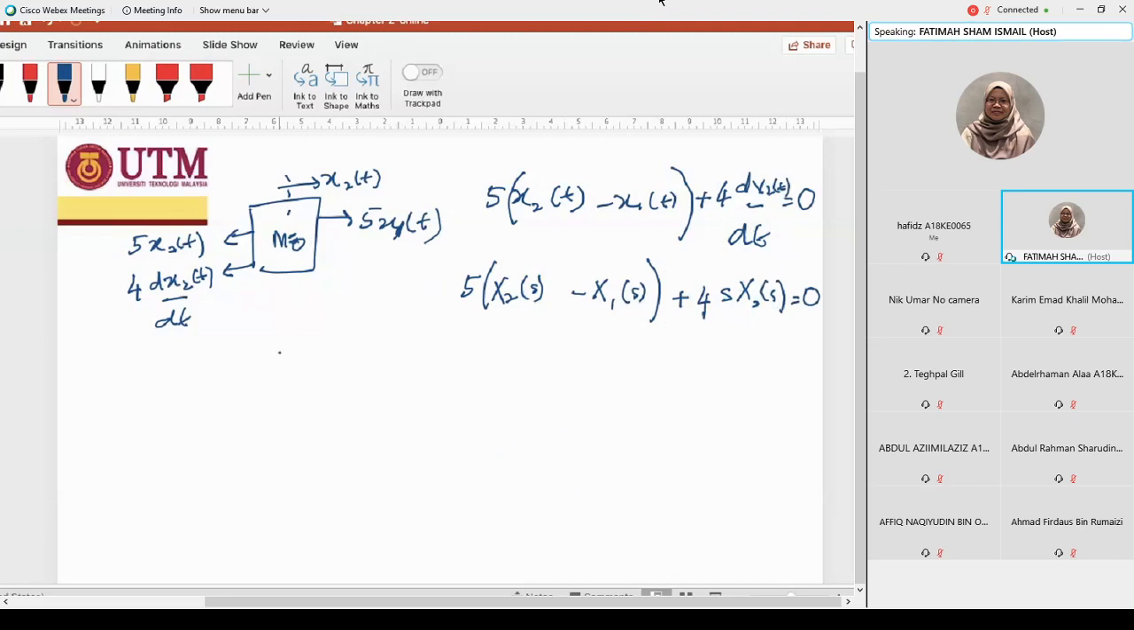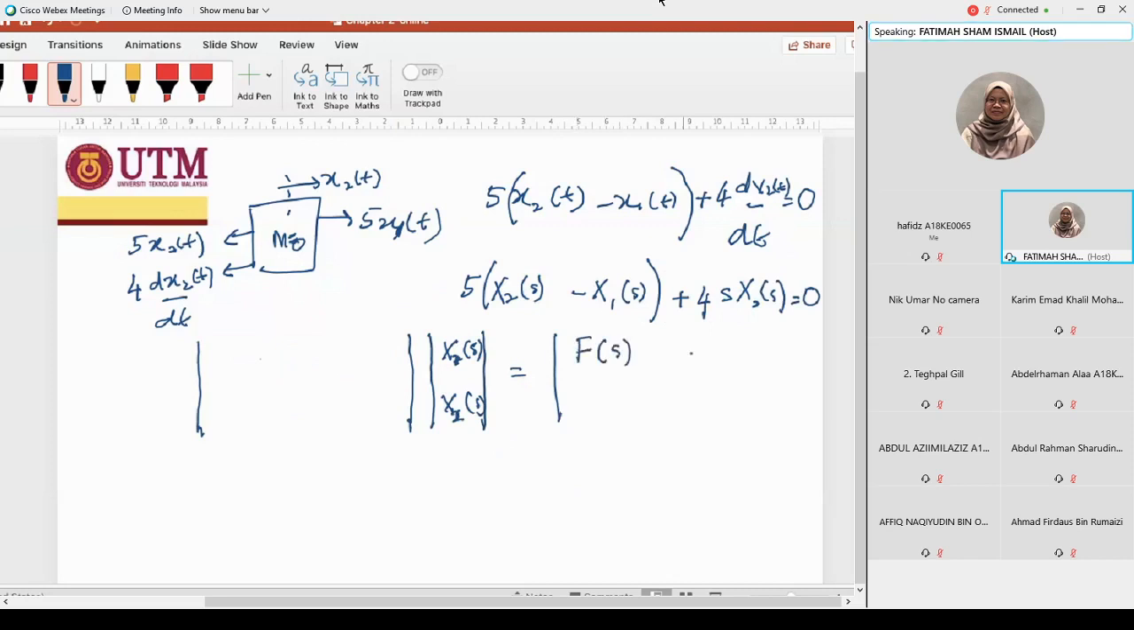Now you have two variables, x1 and x2, and two equations. If you form the matrix, it depends on you. You can use simultaneous equations, substituting x1 and x2 into the first or second equation, or you can use Cramer's rule. But I think this one is much easier.